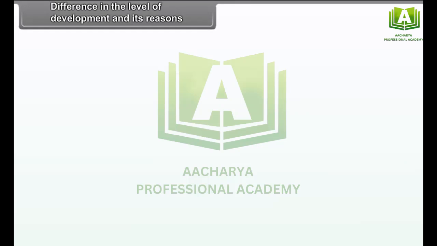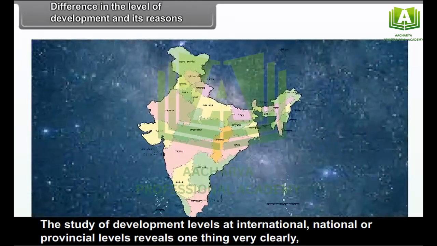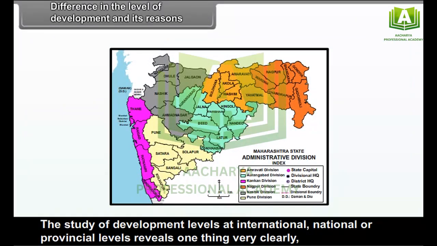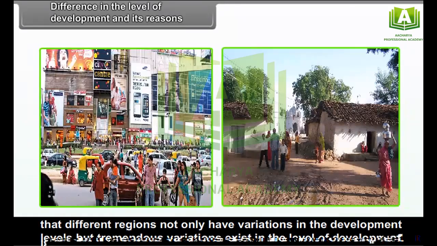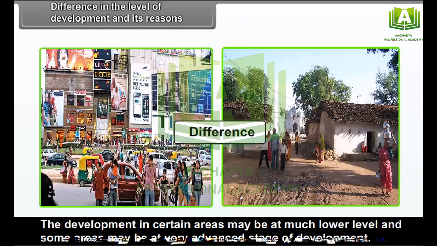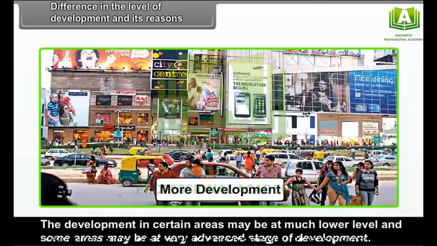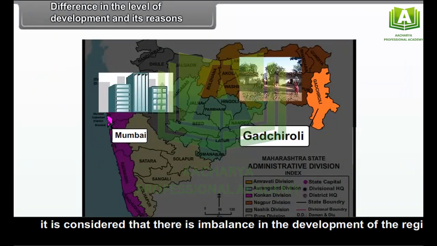Difference in the levels of development and its reasons. The study of developmental levels at international, national or provincial levels reveals one thing very clearly, that different regions not only have variations in the development levels, but tremendous variations exist in the level of development amongst the regions. The development in certain areas may be at much lower level and some areas may be at very advanced stage of development. If in any region there exist very high differences in the levels of development among different parts, it is considered that there is imbalance in the development of the region.